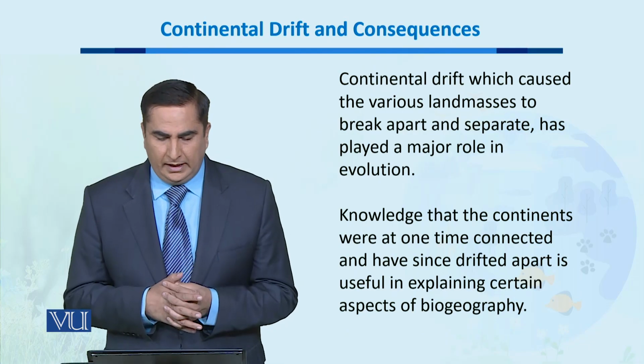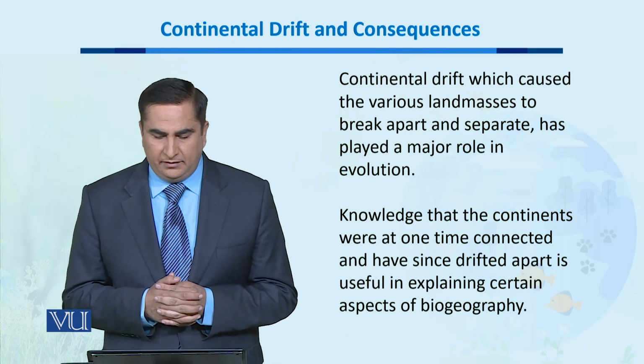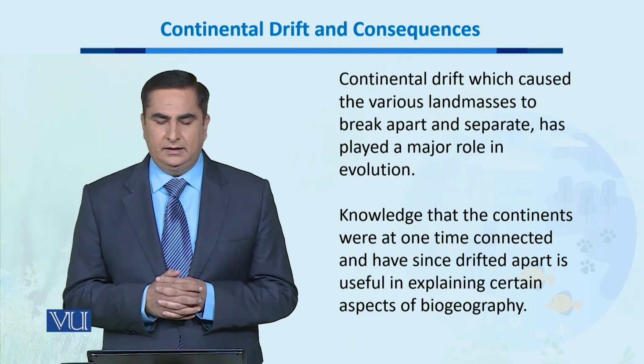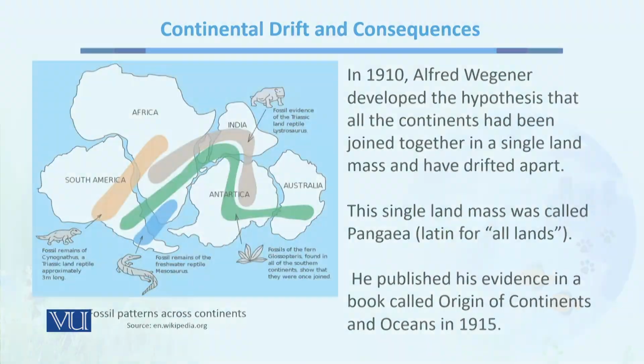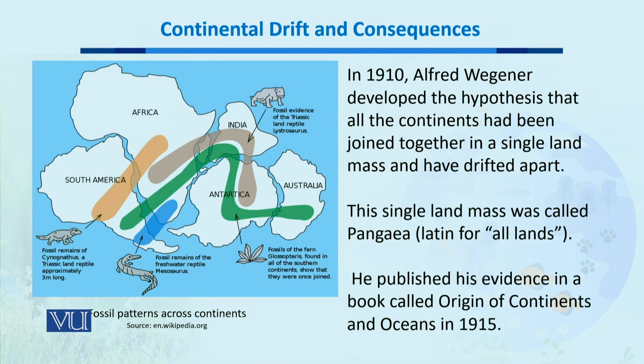Knowledge that the continents were at one time connected and have since drifted apart is useful in explaining certain aspects of biogeography. Now, in 1910, Alfred Wegener was a scientist who developed the hypothesis that all the continents had been joined together in the distant past in a single land mass and started drifting, and now it has drifted apart. This single land mass was called Pangaea, a Latin word which means all lands. He published his evidence in a book called Origin of Continents and Oceans in 1915.